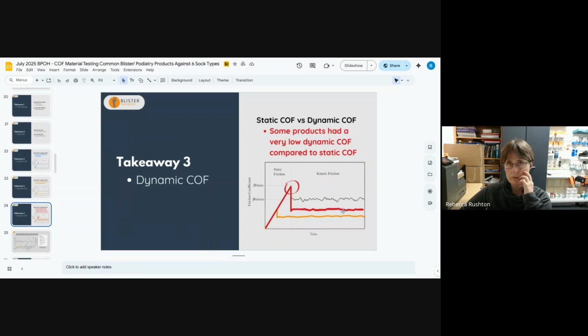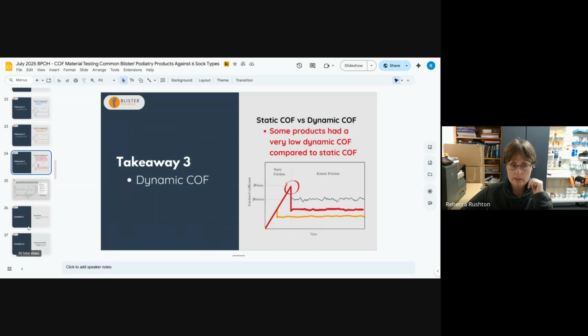A lot of them, like Spenco and Felt, it was just a very gradual slip as we just crossed that threshold for kinetic friction. Whereas as soon as I'd crossed that threshold for the duct tape, it just slipped right off. Again, not as important for blister prevention because we've still had to reach that peak shear deformation, which is the determinant that we're interested in.